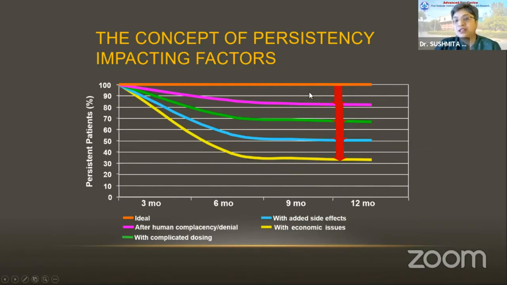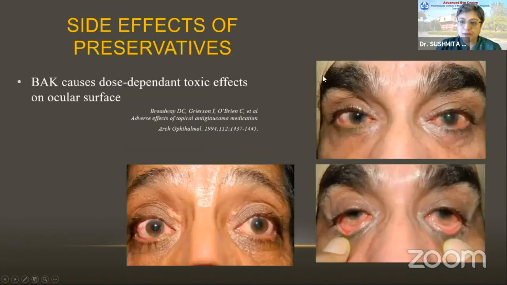So it's not just enough to know that a drug is working or the reduction is enough. All of these are human factors and other factors that we need to think about before we start with or insist upon medication. So coming to the side effects, you can have side effects of preservatives. These are all preservative side effects, typically follicular conjunctivitis. And the most common cause is benzalkonium chloride.